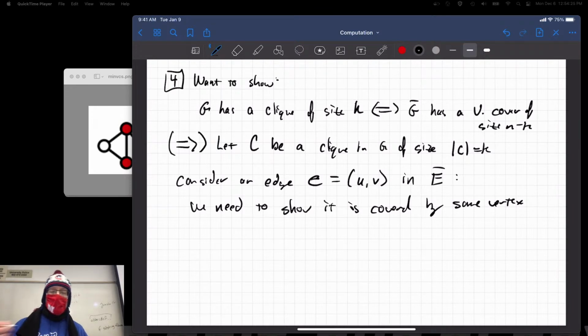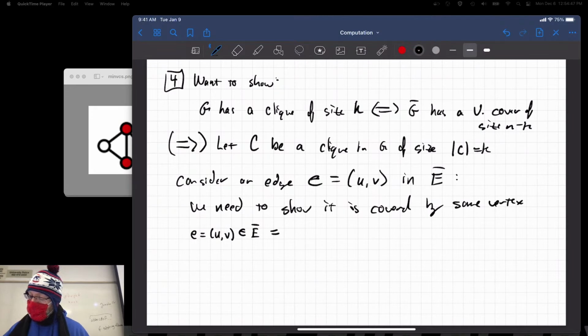In the complement graph. Okay? So let me just go ahead and start with a series of implications here. E equals (U, V) is an edge in the complement graph. We need to show that it's covered by either U or V in some manner.